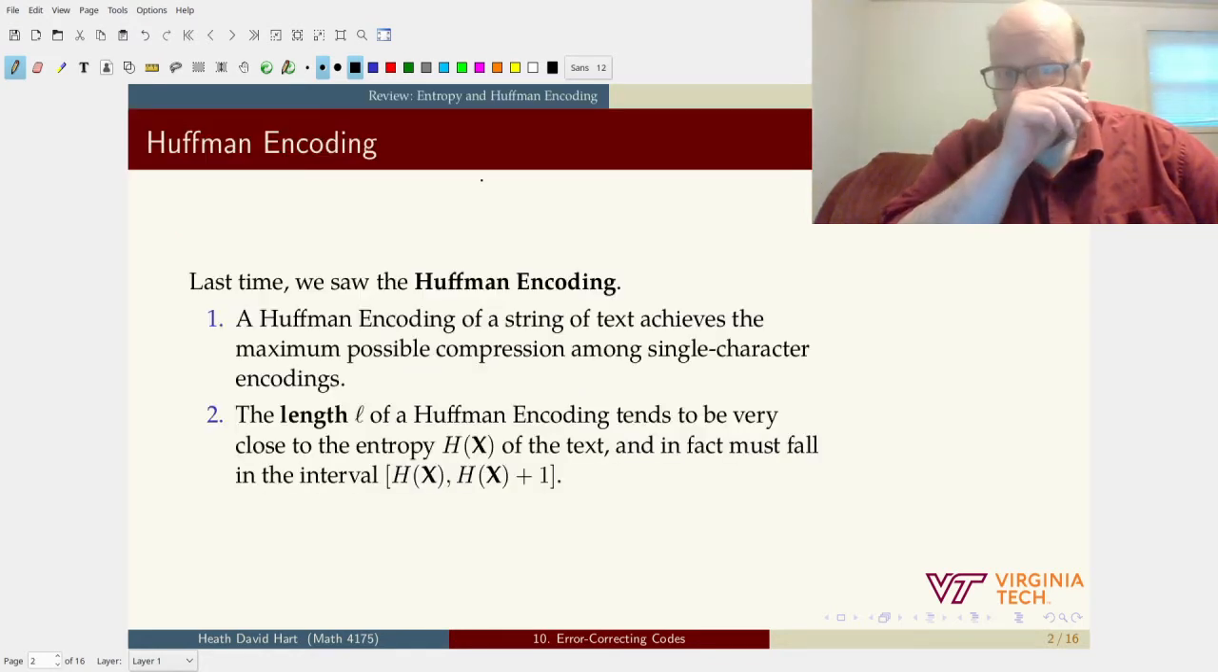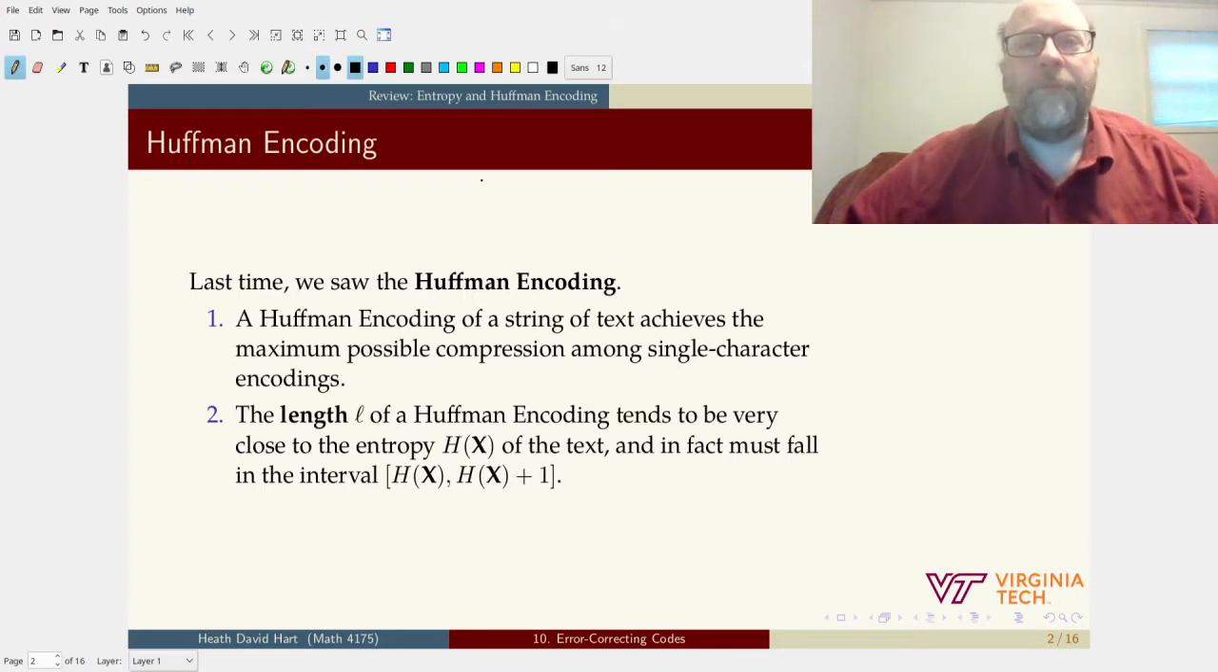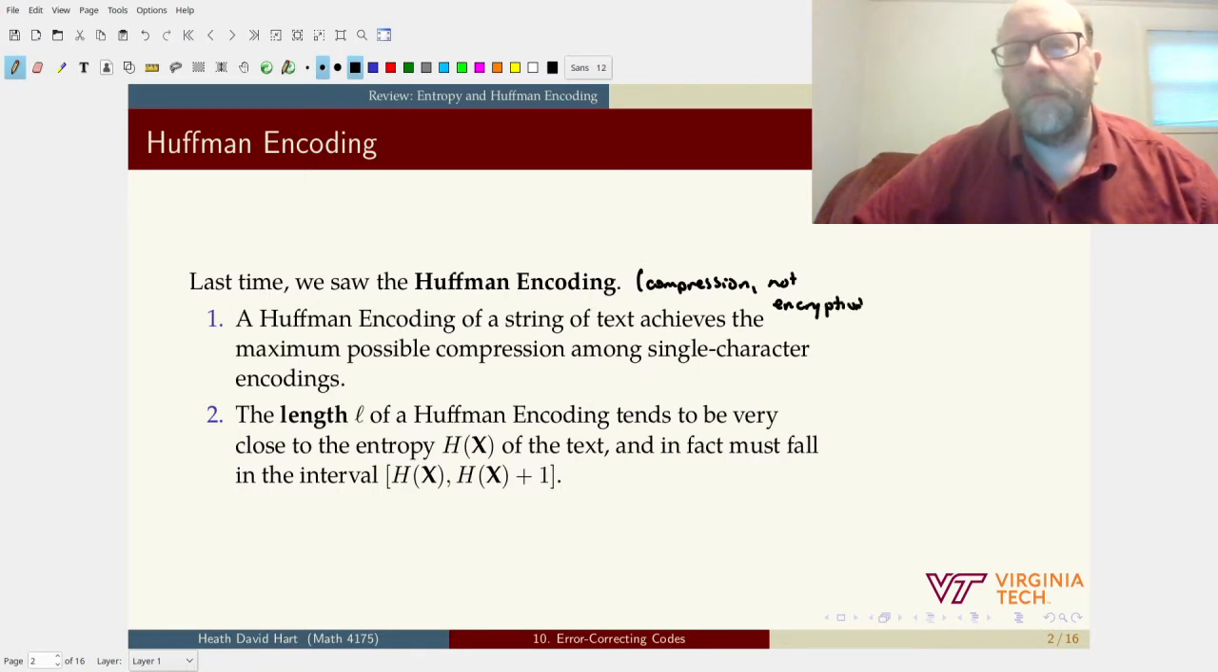Let's go ahead and get started. Last time we saw the Huffman encoding. This is a compression algorithm, not encryption. It achieves the maximum possible compression among single character encodings. I would love to prove that, but it's a little bit involved to prove.